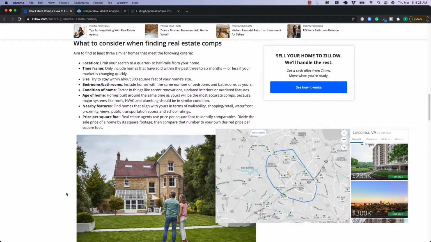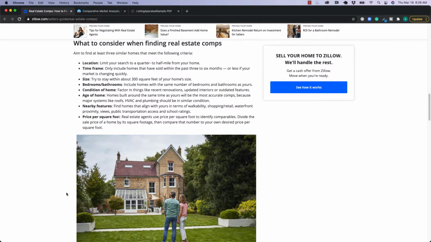So it's really important to look at houses that are close, as well as a time frame. Right now we're in a very, very hot seller's market, and houses that sold a year ago may not be relevant anymore because of how hot the market is. So it's really good to look at the past 3 to 6 months. The sooner and closer, the better.